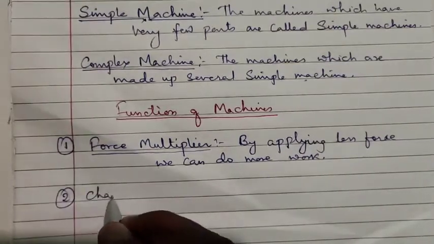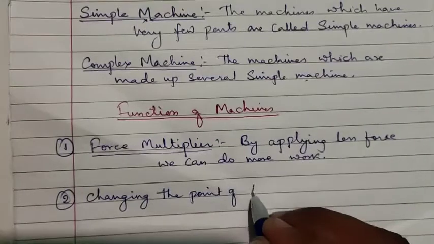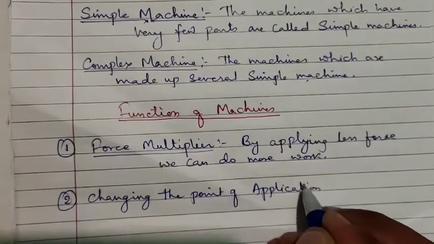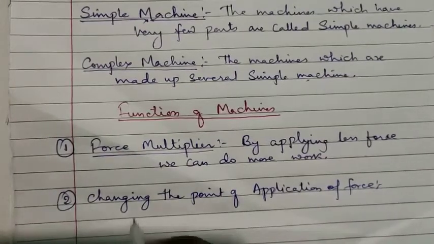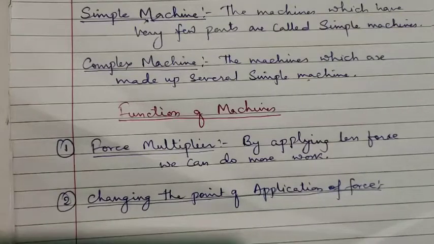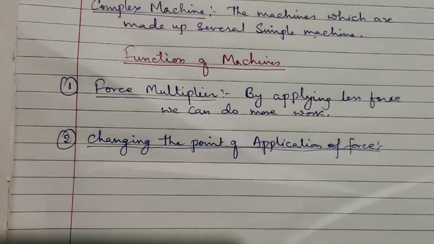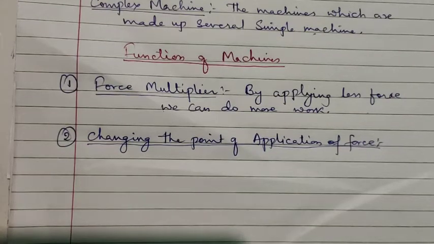Second is changing the point of application of force. It means that if we are changing the point of application of force, we can do our work easily. Suppose let us take an example of a cycle, which is given in your book also. A cycle does its work on its wheel, but we are not applying force directly on the wheel, we are applying force on its pedal. It means that we have changed the point of application of force and this makes our task easier.